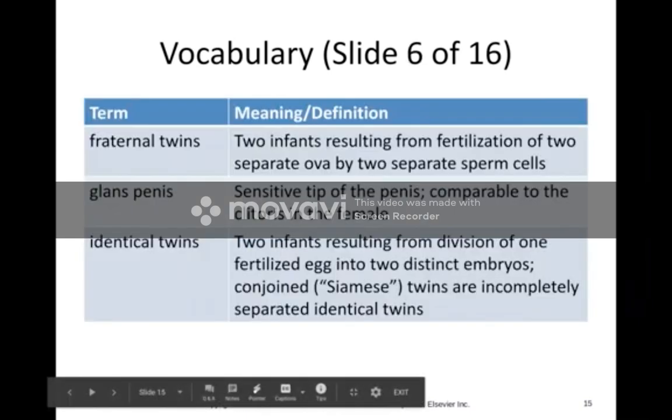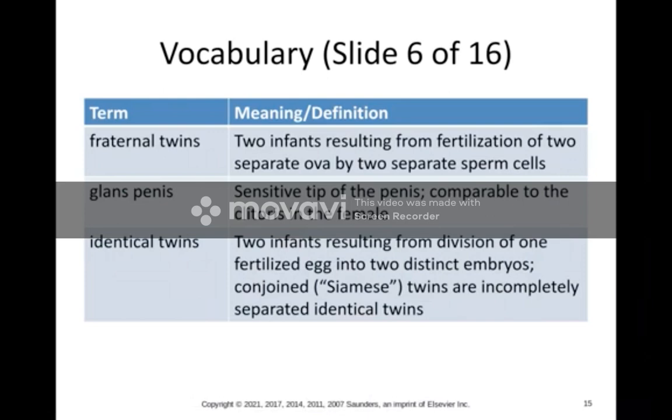Fraternal twins are two infants resulting from fertilization of two separate ova by two separate sperm cells. The glans penis is the sensitive tip, comparable to the clitoris in the female. Identical twins are two infants resulting from the division of one fertilized egg into two distinct embryos. Sometimes there are conjoined twins, also known as Siamese, that are identical twins not completely separated.